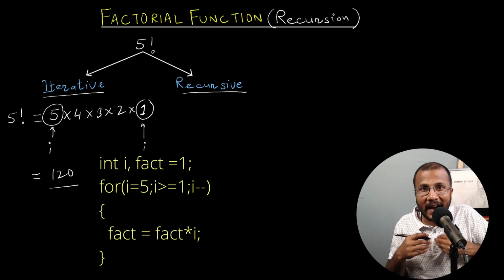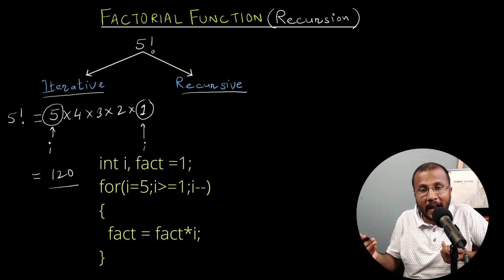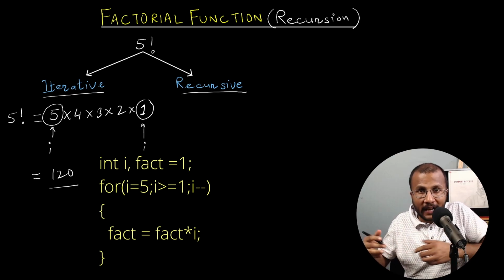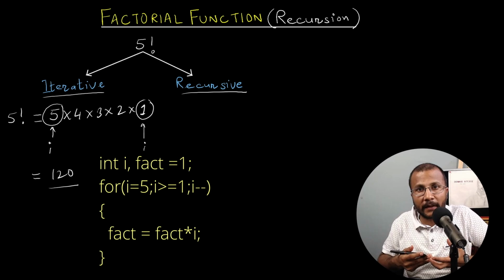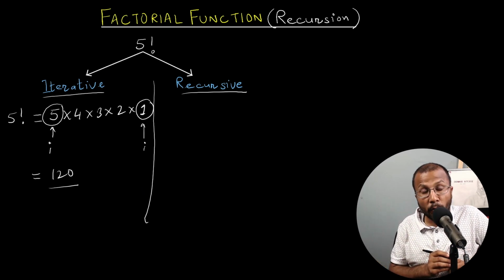This is called iteration. I am running a loop, right? I am having an iteration. In each iteration, the value of i is updated, right? Initially, the value of i is 5, and then the value of i is updated to 4, and then 3, and then 2, and then 1. I multiply all these numbers to finally get my answer, which is 120. So this is the iterative way. Now let's see how we can find 5 factorial using recursion.